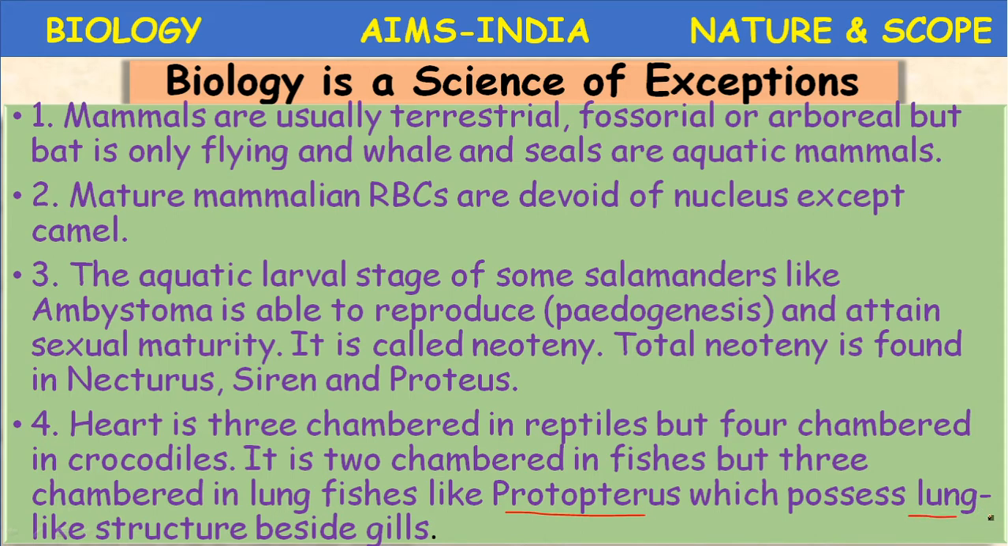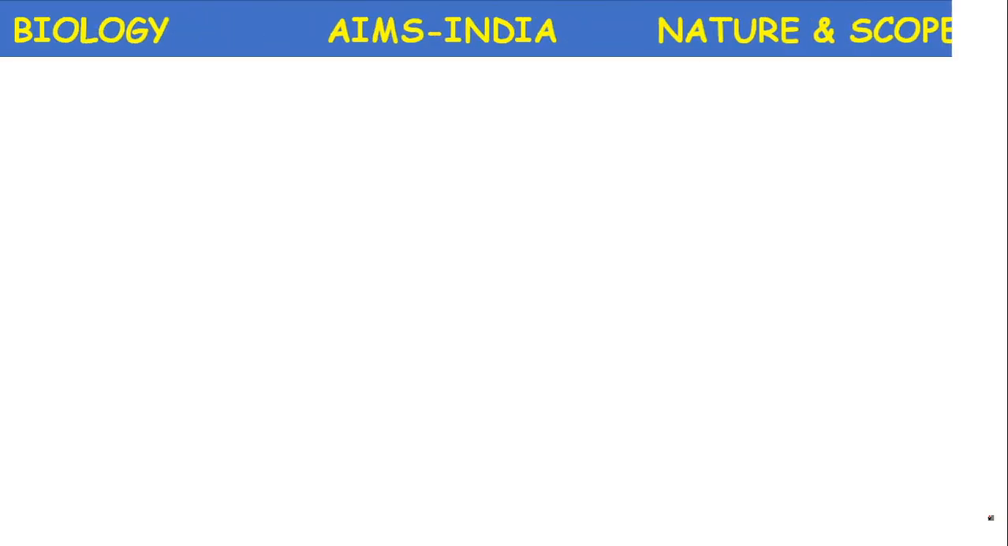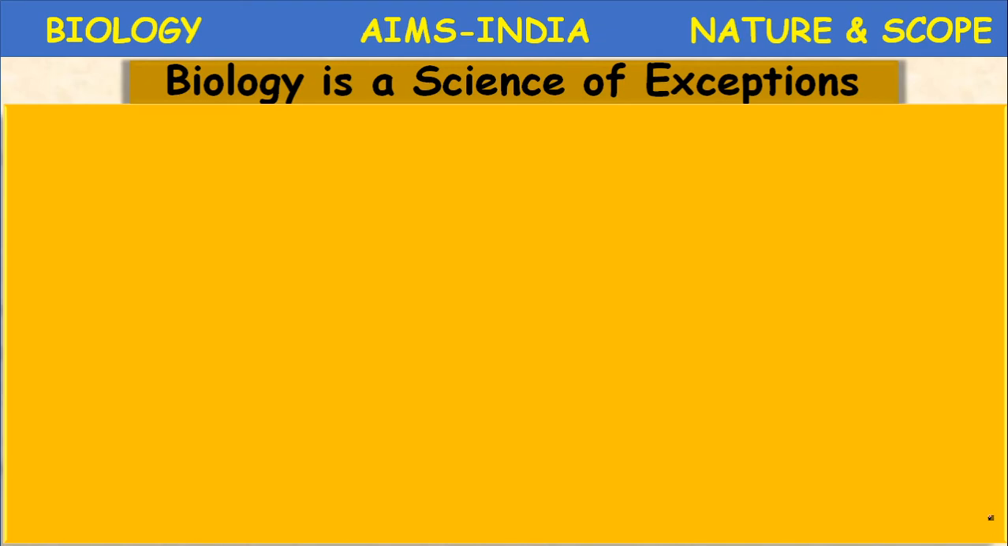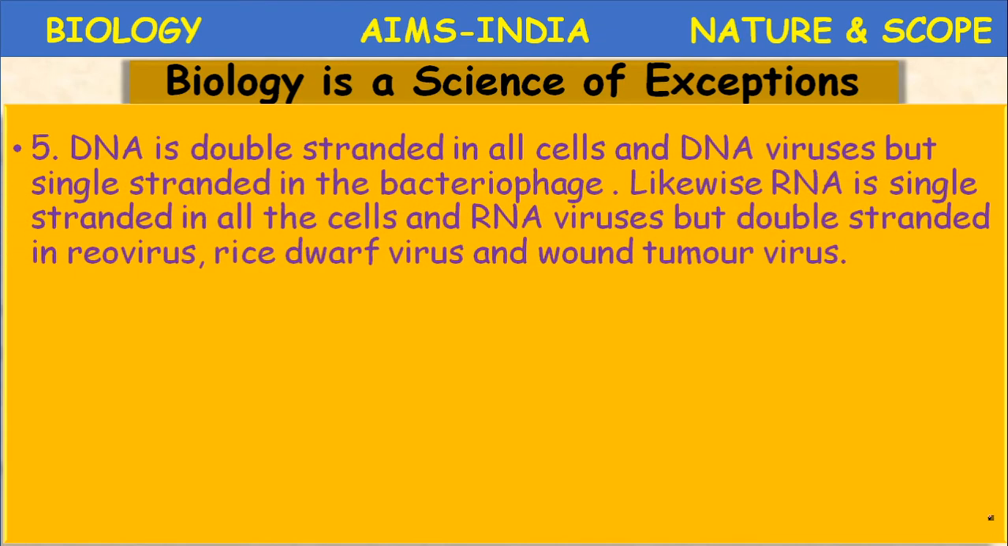Okay. Next, it is also an exception. What does an exception mean? A special feature. Generally, all of the remaining organisms possess one characteristic feature, and one single organism in that group may possess a different characteristic feature. So that is called an exceptional or unique feature. Biology is a science of exceptions. Under that, in the zoology part, we are discussing the animals.